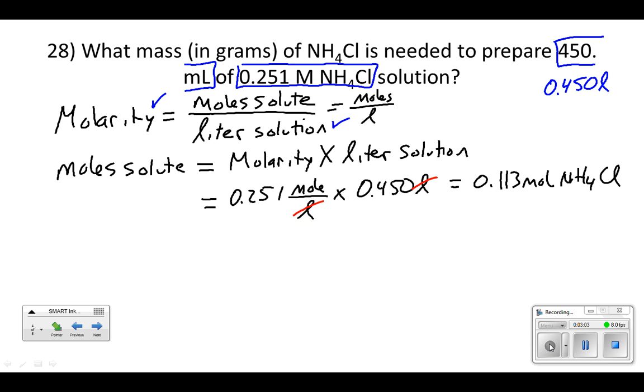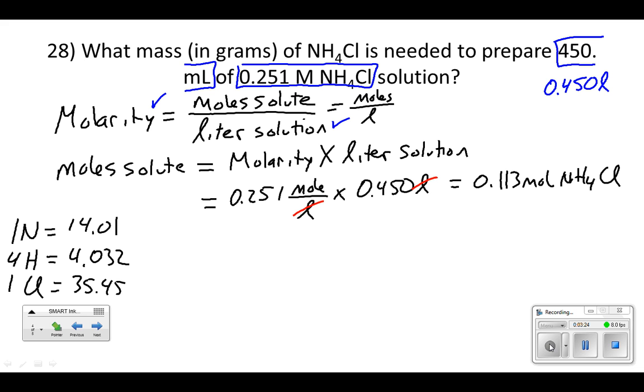So I'm going to, off to the side here again, add up 1 nitrogen, 4 hydrogens, and 1 chlorine, 14.01. If we look up hydrogen, we find it's 1.008, so this would be 4.032, and the chlorine is 35.45. If we add those all together, we're going to get 53.49. Let me move it over here so I don't run into my menu. 53.49, and that will be the number of grams in 1 mole of NH4Cl.